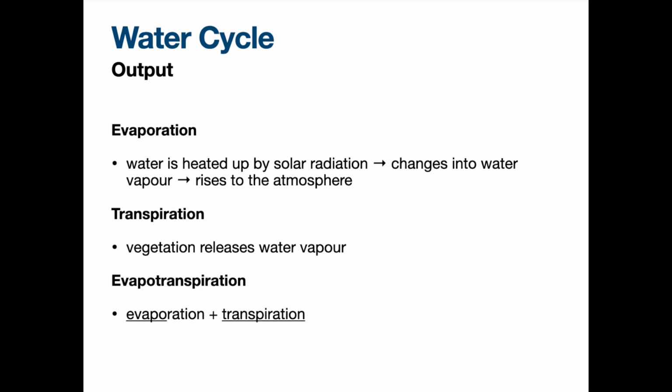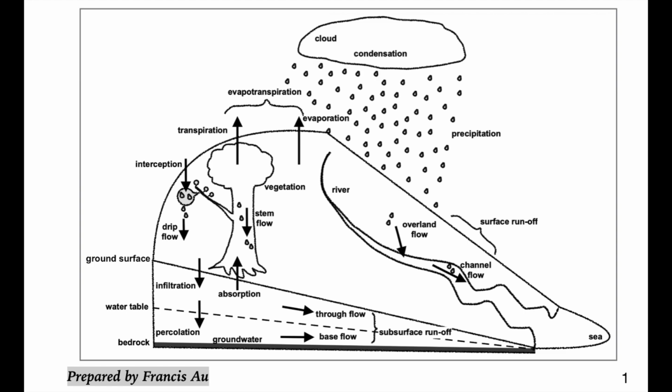So you can think of transpiration as something like human respiration or animal respiration, in the form that the vegetation is releasing water moisture or water vapor. So when we combine it, it becomes the word evapotranspiration. So that is the whole water cycle.